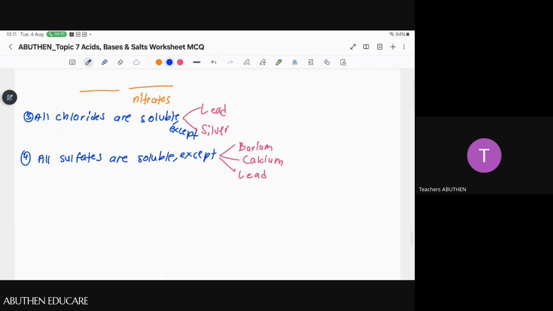And next, rule number 5. We are going to talk about carbonate. They are all insoluble except the SPA salts. So you have to refer to rule number 1. All carbonates are insoluble except the SPA salts: sodium, potassium, and ammonium.